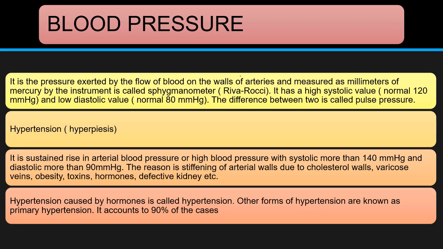Blood pressure. Blood pressure is the pressure exerted by the flow of blood on the walls of arteries and measured in millimeters of mercury by the instrument called sphygmomanometer. Riva-Rocci discovered the sphygmomanometer. It has a high systolic value, normal 120 millimeters of mercury, and a low diastolic value, that is 80 millimeters of mercury. The difference between the two is called pulse pressure.